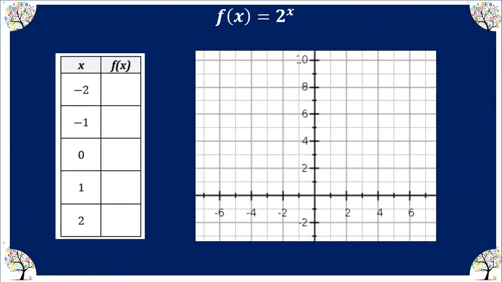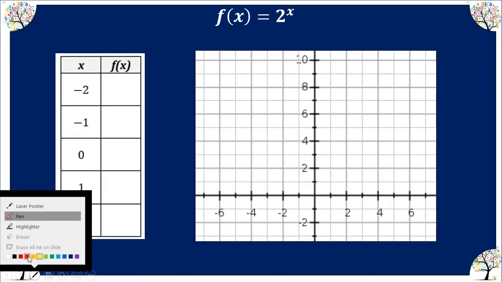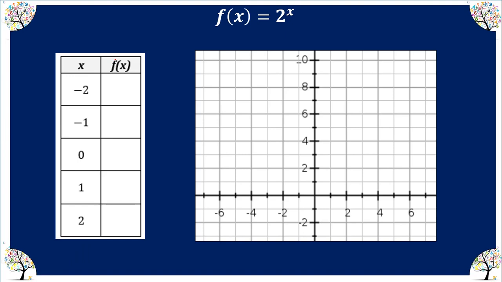Okay, let's graph a few of these. Let me change colors right quick. So we're just going to practice graphing by hand, and we can use Desmos in just a minute. So I'm going to plug in -2 for x. So we have f of x equals 2 to the -2, which means we have 1 over 2 squared, which gives me 1/4.